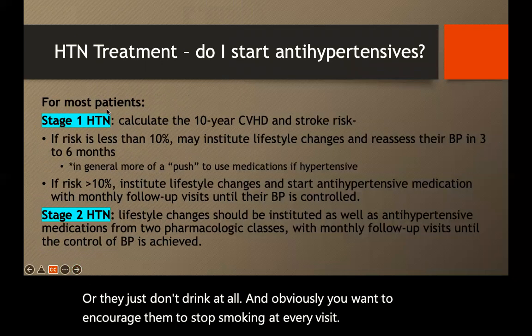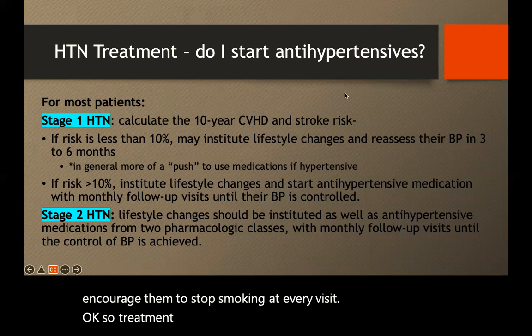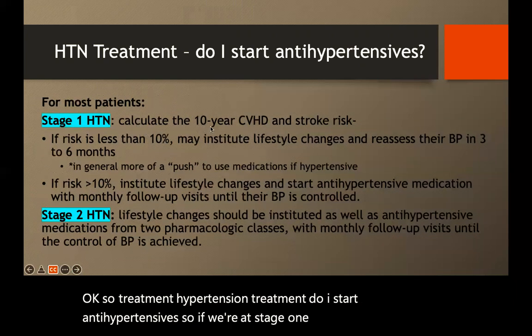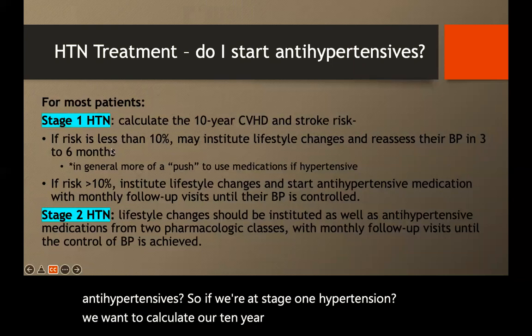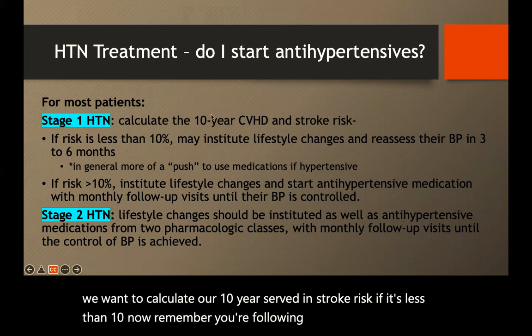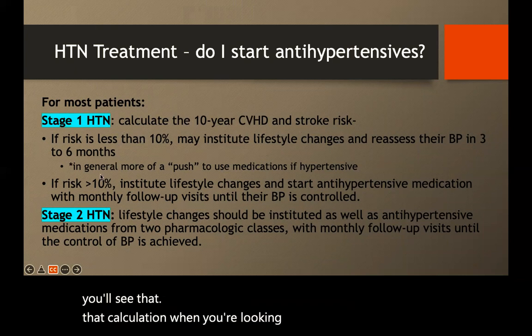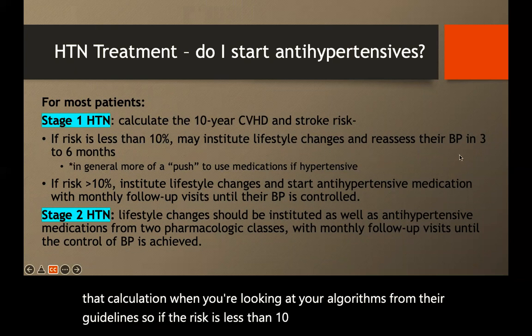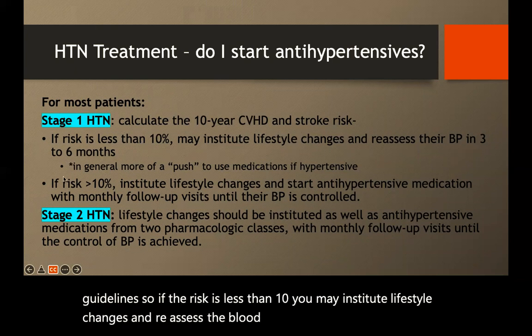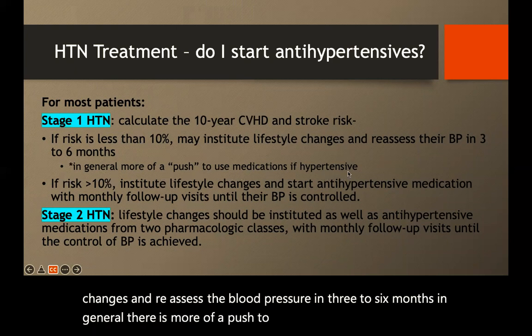Okay, so treatment, hypertension treatment. Do I start antihypertensives? So if we're at stage 1 hypertension, we want to calculate our 10-year CVD and stroke risk. If it's less than 10%, now remember, you're following the JNC guidelines, so you'll see that calculation when you're looking at your algorithms from their guidelines. So if the risk is less than 10%, you may institute lifestyle changes and reassess the blood pressure in 3 to 6 months. In general, there is more of a push to use medications if the patient is hypertensive.